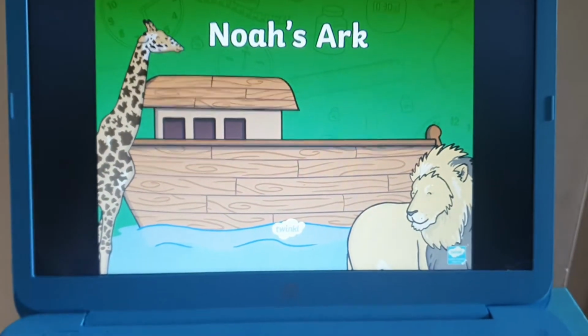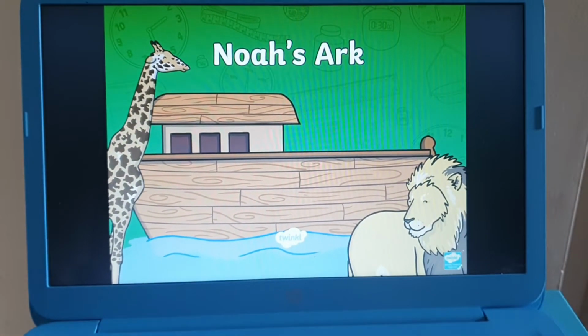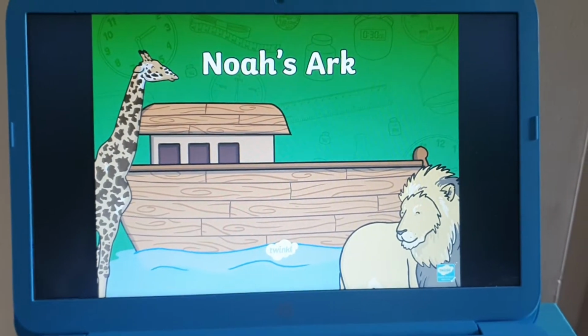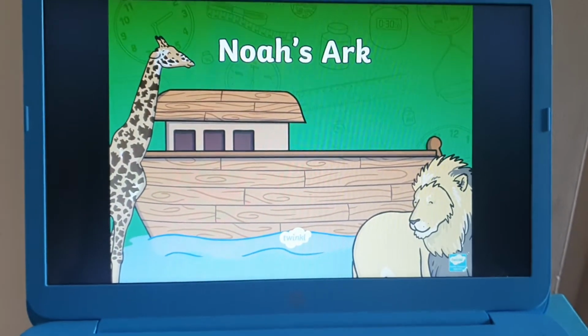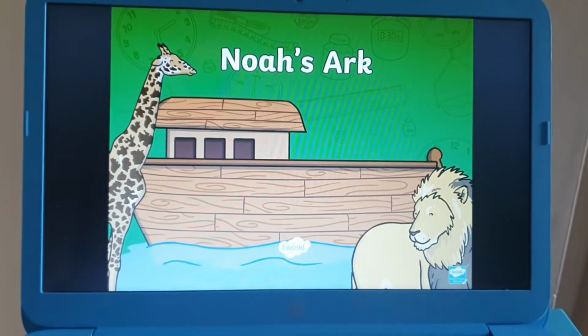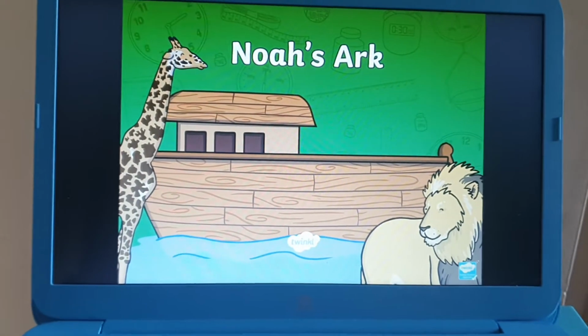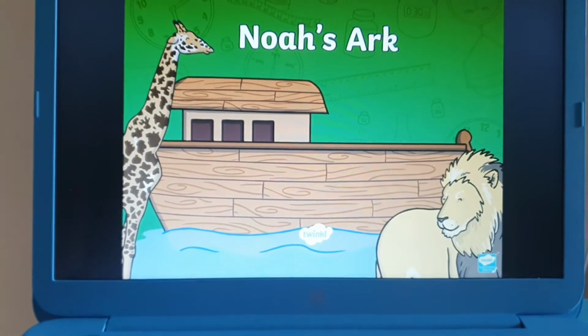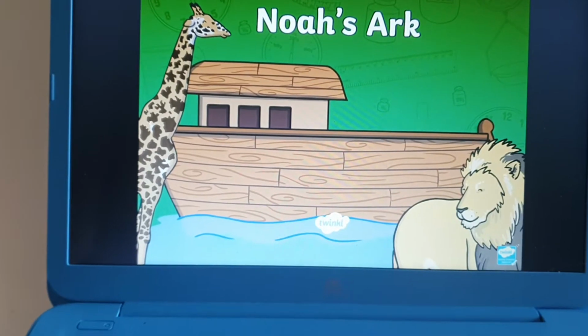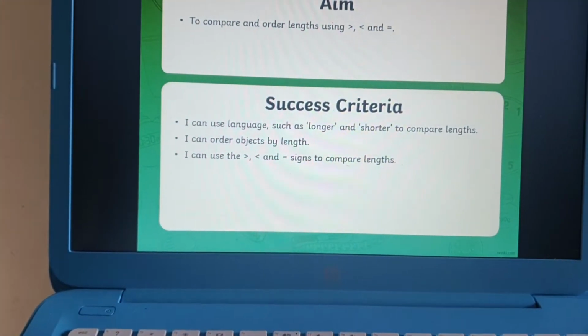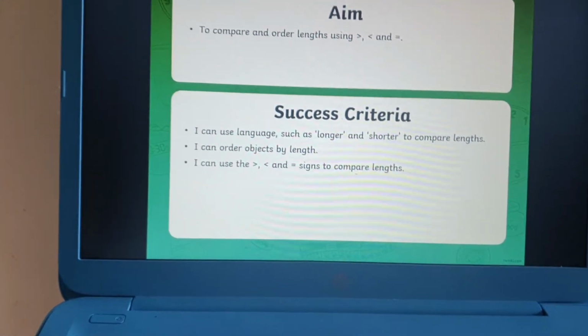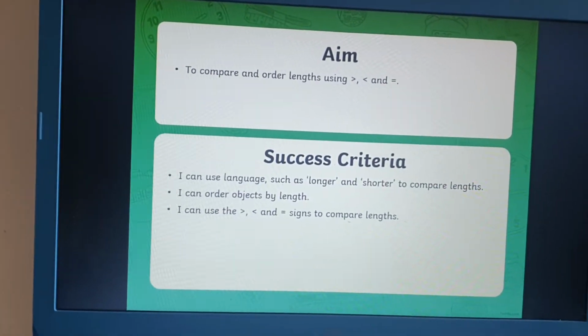Hello Year 2, this video is going to be about comparing and ordering lengths, something that you've been set for your home learning this week. I'm going to go through some of the slides with you just to make sure that you're really confident in what you're doing. Okay, so the aim was to compare and order lengths using those symbols, and we're going to talk about those in a little while.